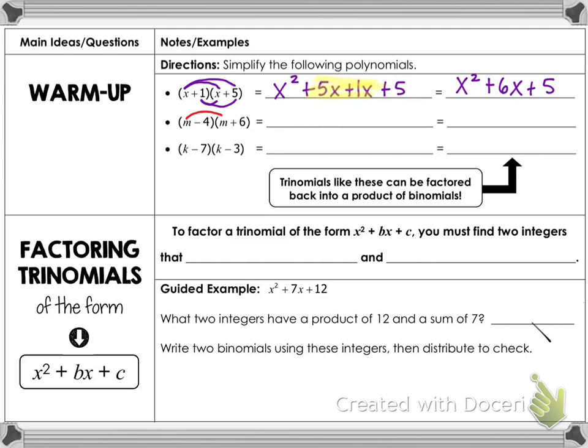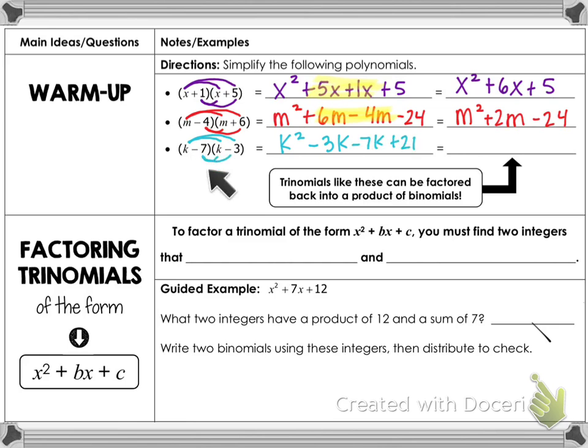Okay, let's do the next one. M squared plus 6m minus 4m minus 24. Remember, we can combine the middle two terms here, which is 2m minus 24. And then we're going to multiply k times k, so k squared. K times negative 3 is negative 3k, minus 7k plus 21. Negative 7 times a negative 3 is a positive 21. We can combine the middle two terms, and that's a negative 10k plus 21.